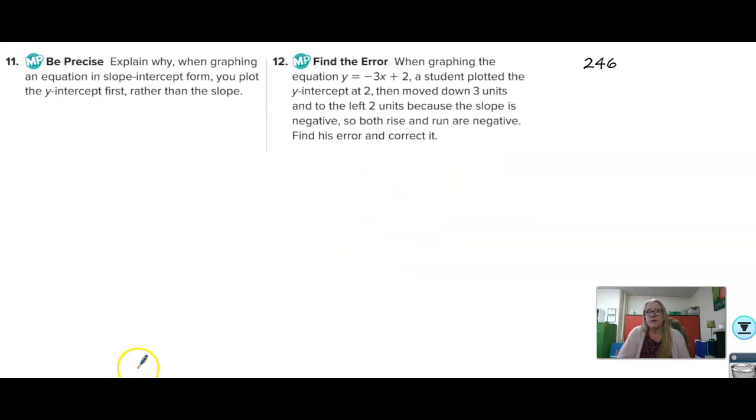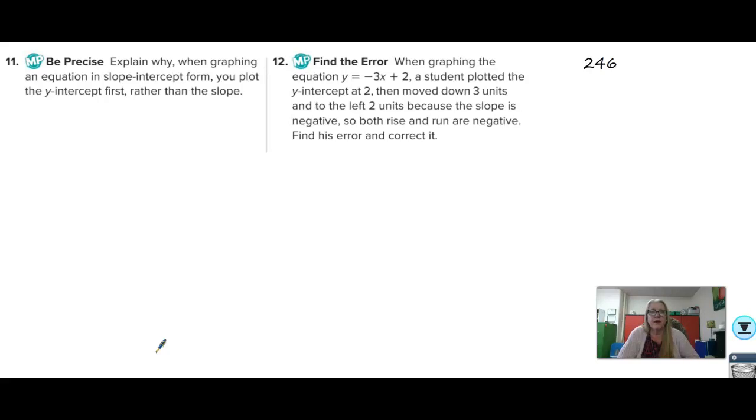Explain why, when graphing an equation in slope-intercept form, you plot the y-intercept first rather than the slope. Well, simply, if you started with the slope, you wouldn't know where to start. You can't. Not all lines go through the origin, so you can't just start there. Okay, you have to have a point to start.